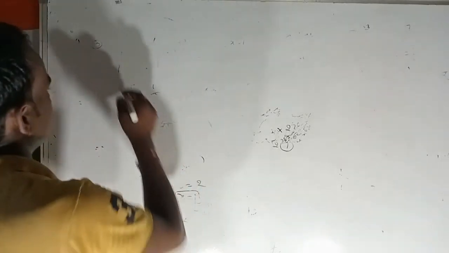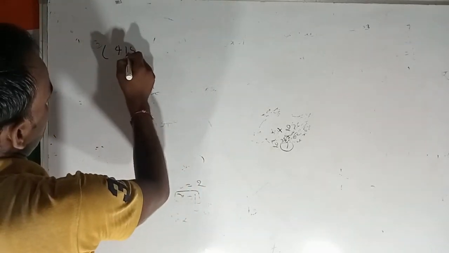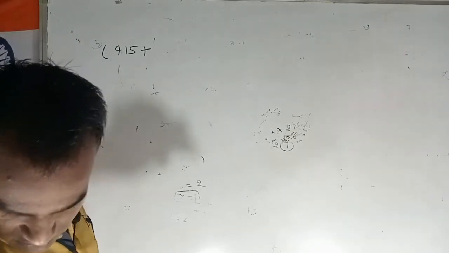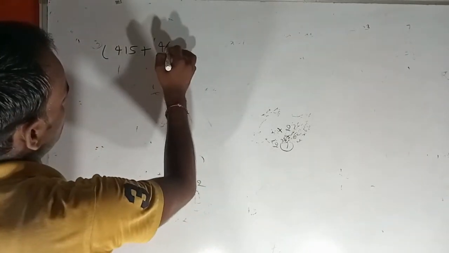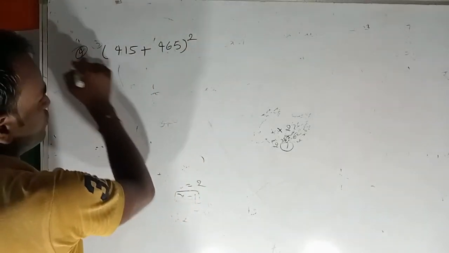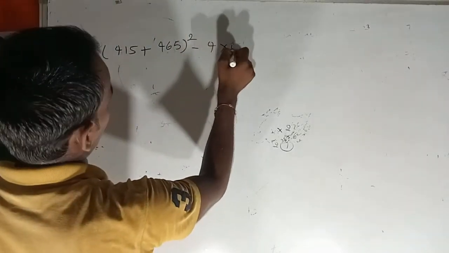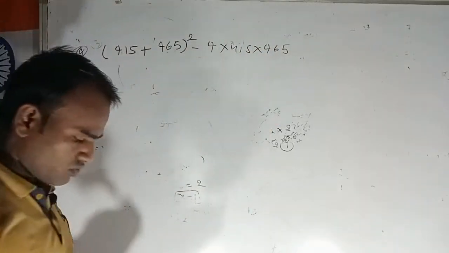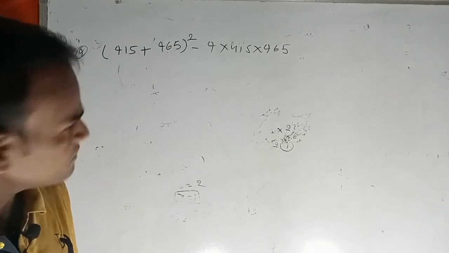Your next question is 415 plus 465, the whole square, minus 4 into 415 into 465. So what will be the basic identity of this question?